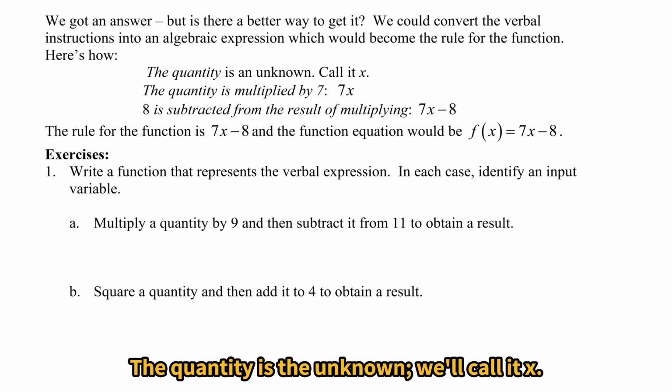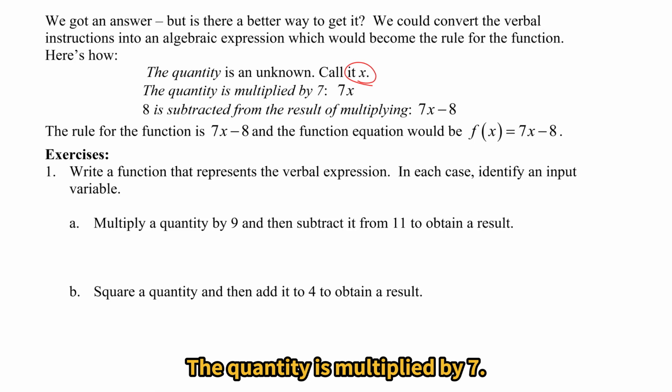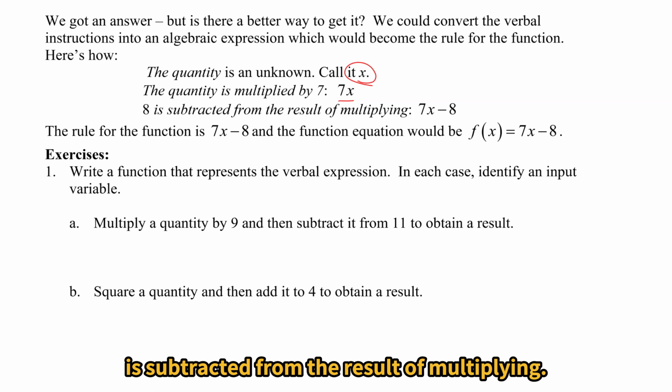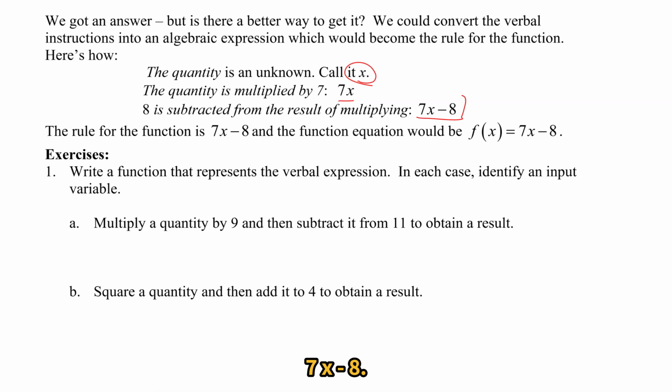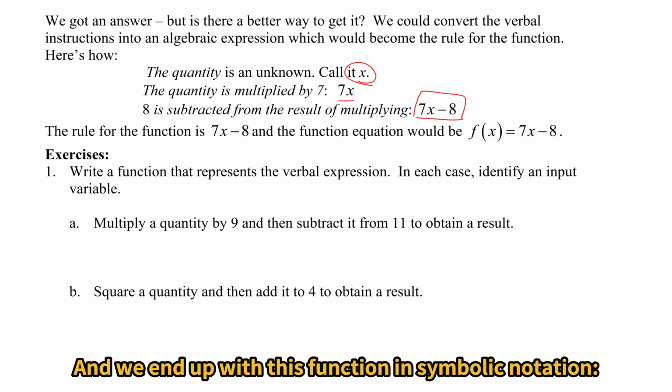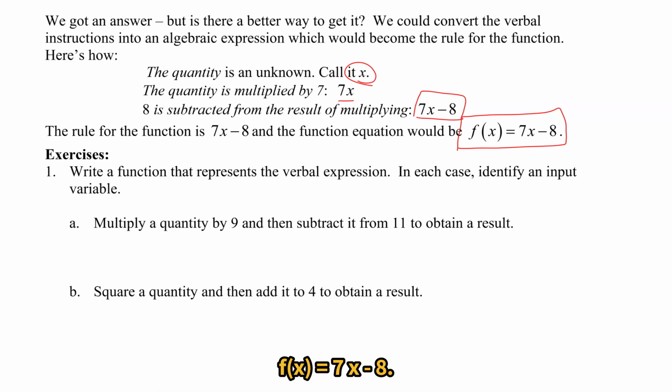The quantity is the unknown. We'll call it x. The quantity is multiplied by 7. So we get 7 times x. And then 8 is subtracted from the result of multiplying. 7x minus 8. And we end up with this function in symbolic notation. f of x equals 7x minus 8.